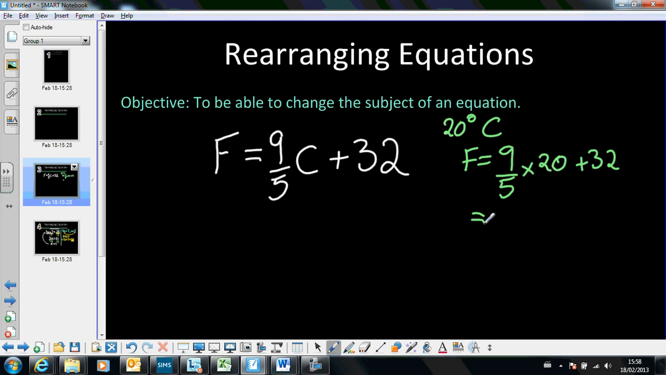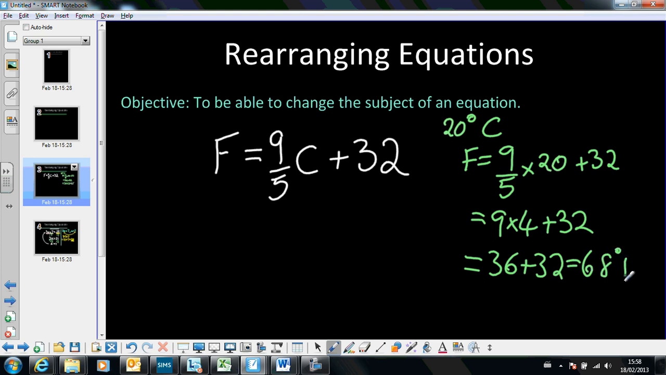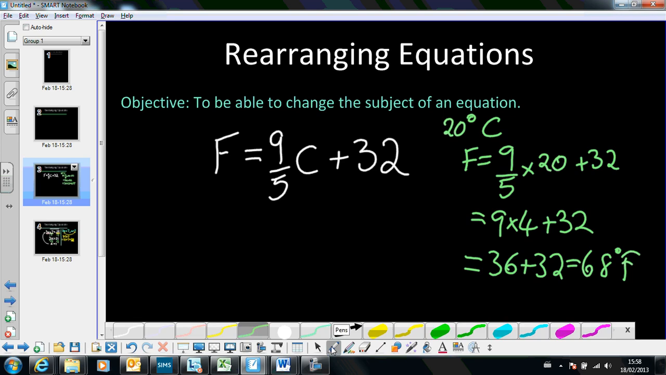9/5 of 20, 20 divided by 5 is 4. So that's 9 times 4 plus 32. 36 plus 32 is 68 degrees Fahrenheit. So 20 degrees Celsius is the same as 68 degrees Fahrenheit. That's what this formula does.